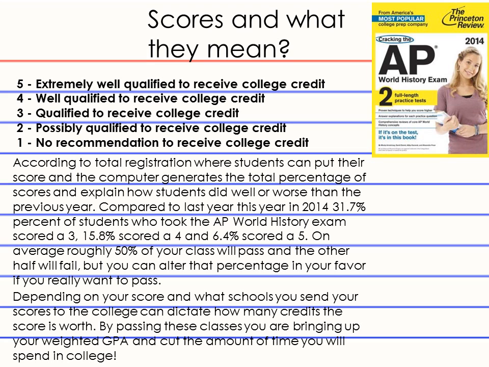So basically, the rough statistics are that half of your class will pass and half of your class will fail. But if you take the initiative, you can alter that percentage in your favor to make sure that you pass. Like I keep mentioning, depending on what your score is, college will give you a class credit, and if you continue taking AP classes and you pass, you will spend less time and less money in college. And normally that's the whole point of it, to pass, take less classes in college, save you tuition money.